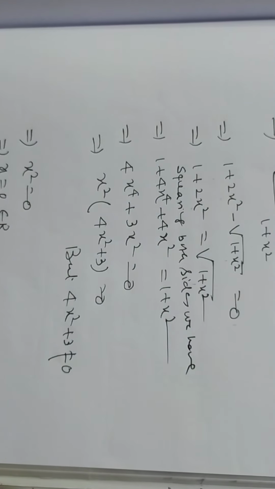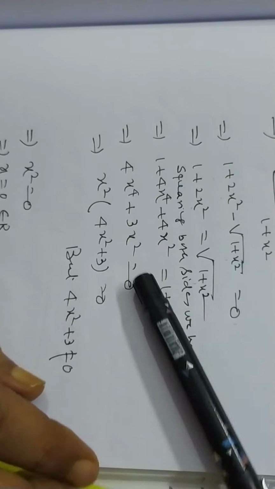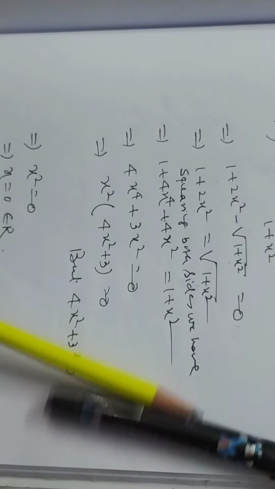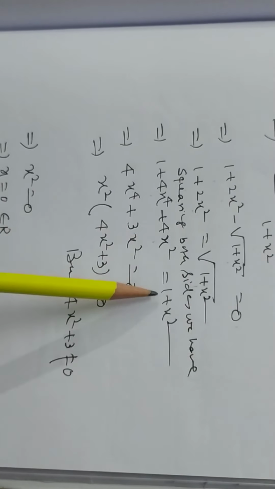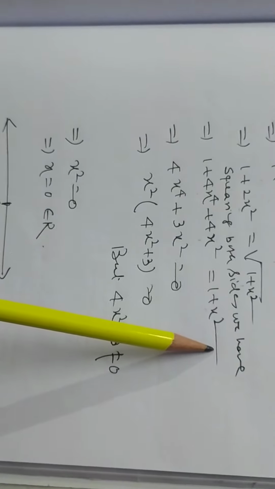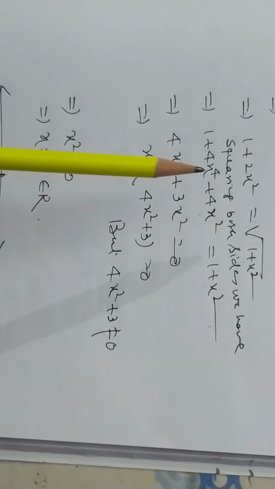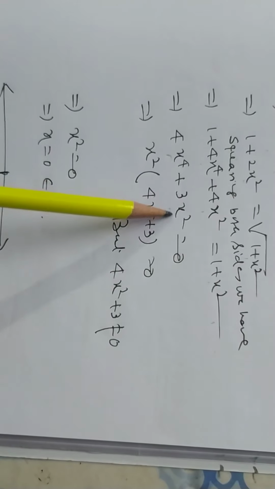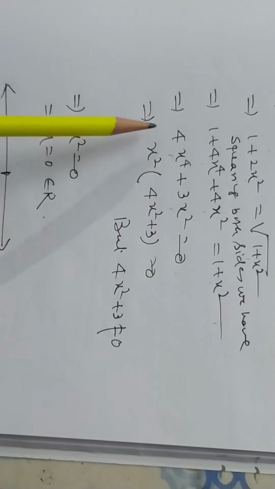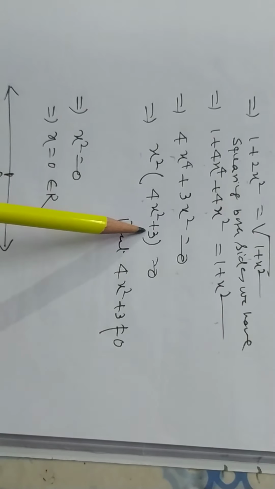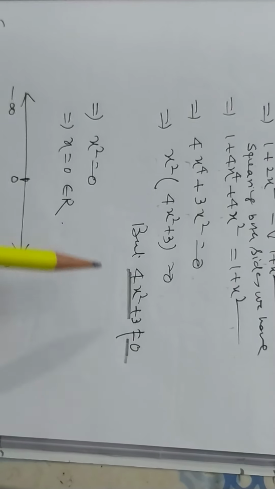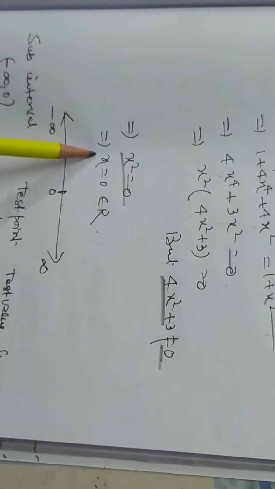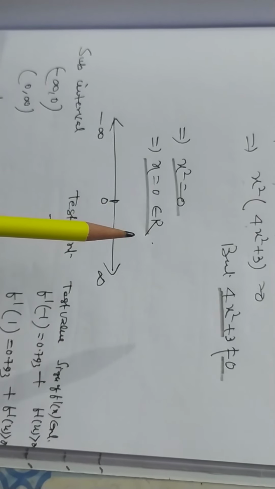1 plus 2x square whole square is equal to 1 plus x square. So it will be 1 plus 4x to the power 4 plus 4x square is equal to 1 plus x square. After transposing it, it will be 4x to the power 4 plus 3x square is equal to 0. Now taking common x square, 4x square plus 3 is equal to 0. But 4x square plus 3 is not equal to 0. So x square is equal to 0, x is equal to 0, and it belongs to real numbers.